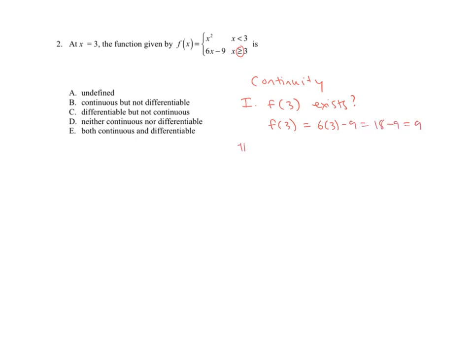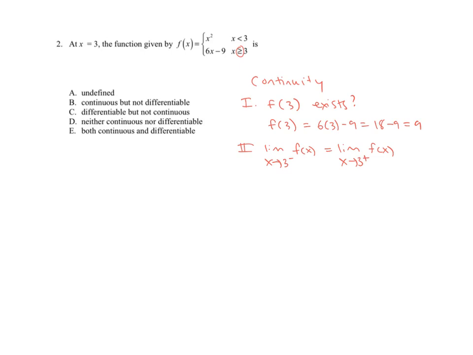Now we want to check if the limit as x approaches 3 from the left is equal to the limit as x approaches 3 from the right of f of x. Because if so, then the limit as x approaches 3 exists.